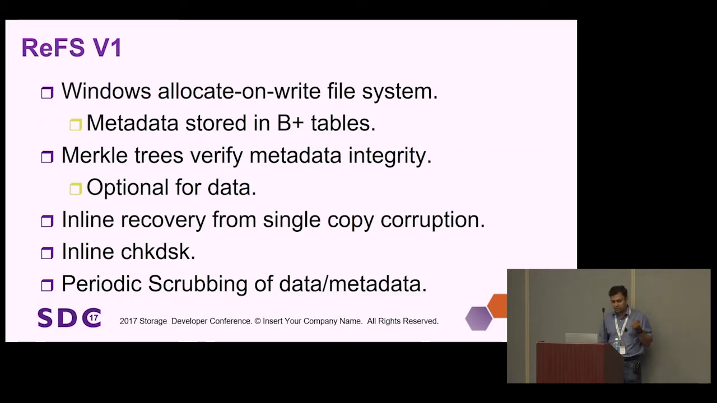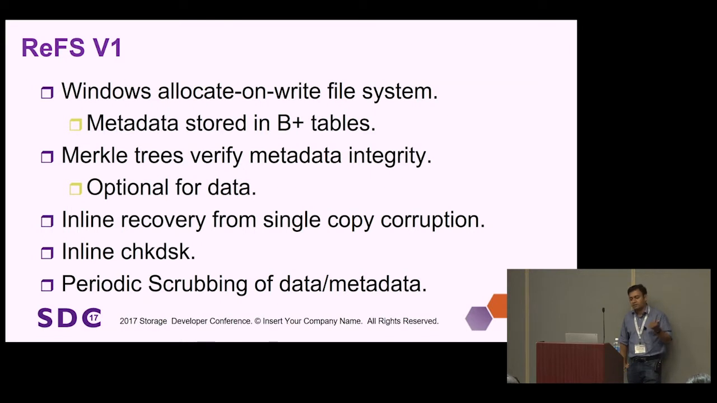So that was optional. One of the things that ReFS V1 did was, if you're running on a resilient volume, you've got multiple copies, and you read one copy that is corrupt, we are smart enough to read from the alternate copy, and if the alternate copy is good, we'll actually write back to the corrupted copy and fix it. We did this in all of our code paths which read things from the disk.